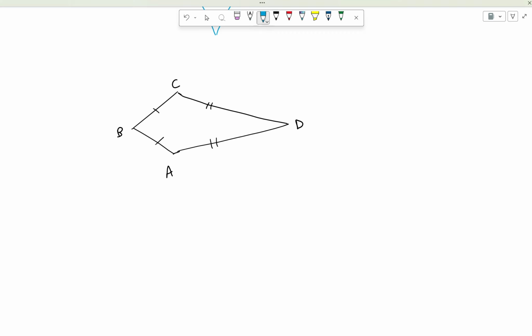Last thing, here we go. Let's connect that guy there. Here's my kite. Okay. This is kite ABCD. And I'm given the following. This is an 80-degree angle. This is a 50-degree angle. And we're trying to find x.